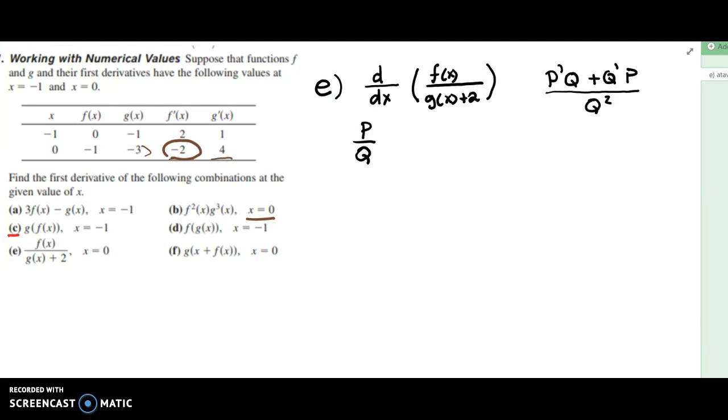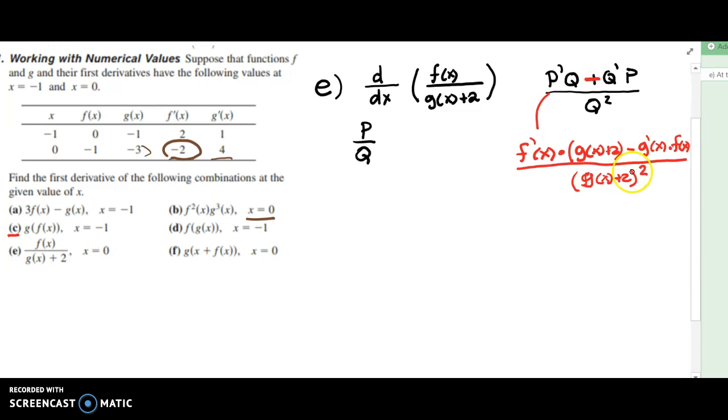The next problem is a quotient rule problem. If p is the numerator and q is the denominator, the quotient rule can be written like this, a minus, not a plus. This helps me account for things. So p prime is really f prime of x times q. So that's really g of x plus 2 minus q prime. Well, that's just going to be g prime of x. So now that we have our q prime, the derivative of g of x plus 2 is just g prime of x, and p, and our denominator squared.